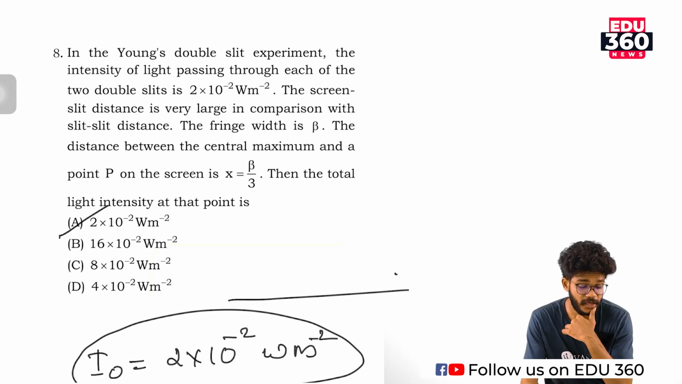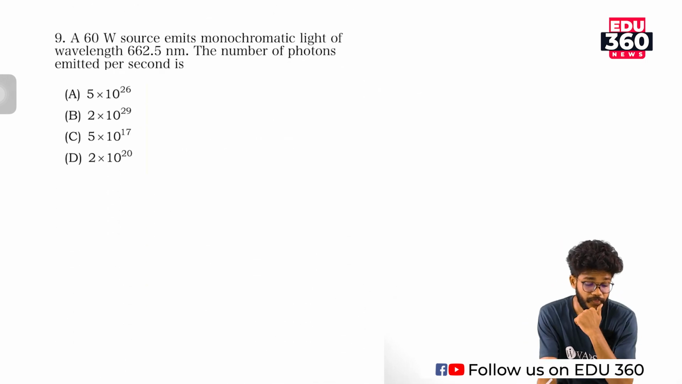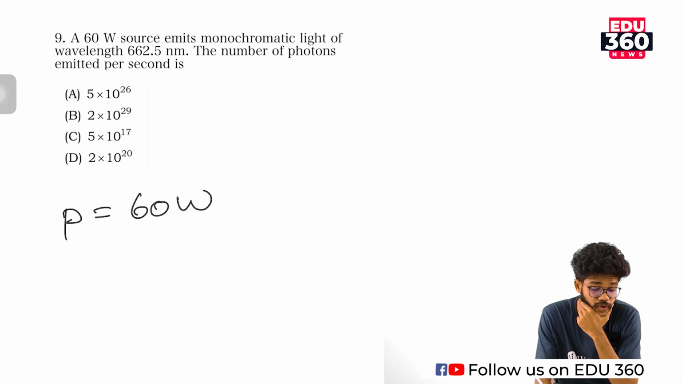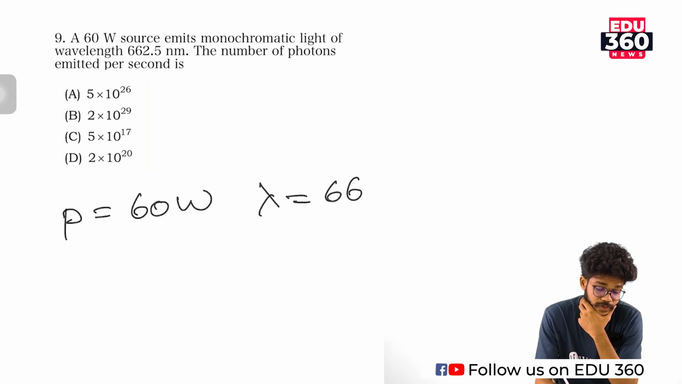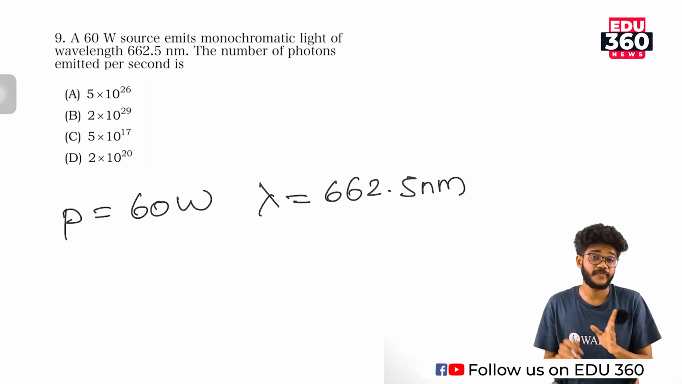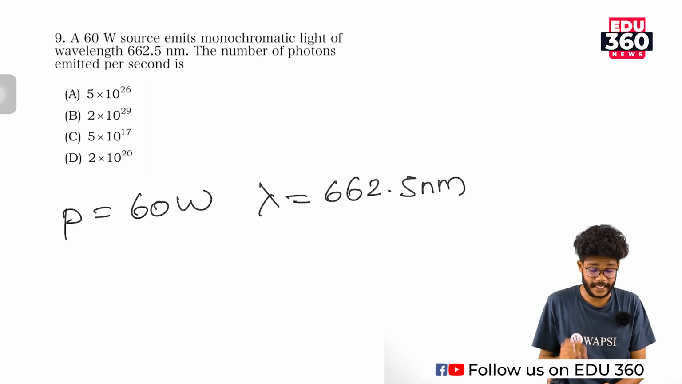Okay, so we can move to the next question. The ninth question: a 60 watt source, so power is given as 60 watt, emits monochromatic light of wavelength lambda, given as 662.5 nanometer. The number of photons emitted per second, so the time is 1 second. We have to calculate the number of photons.